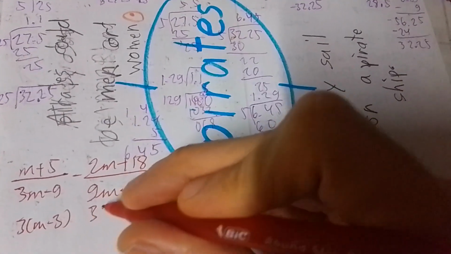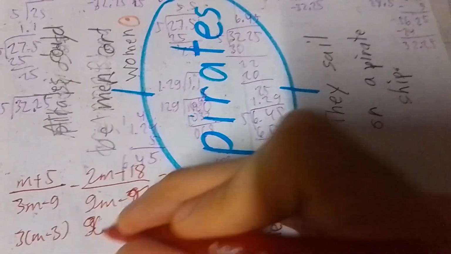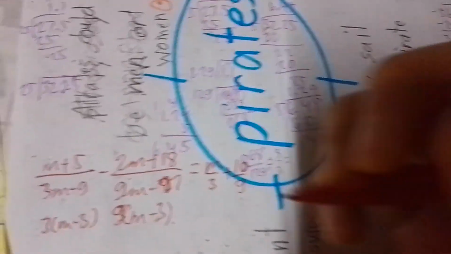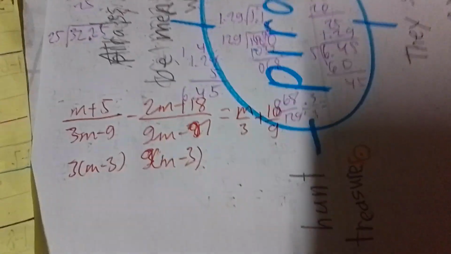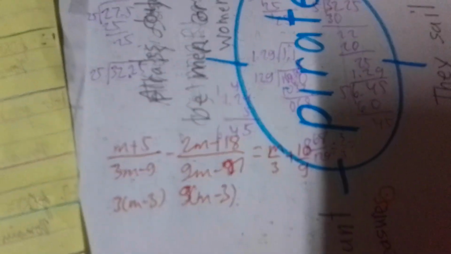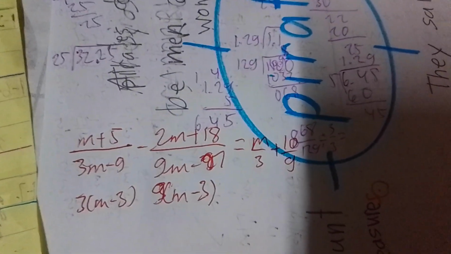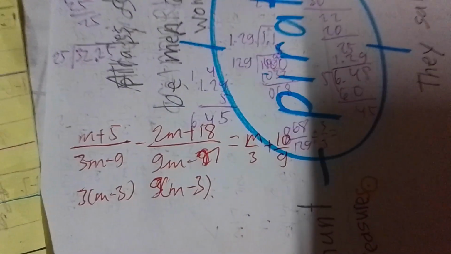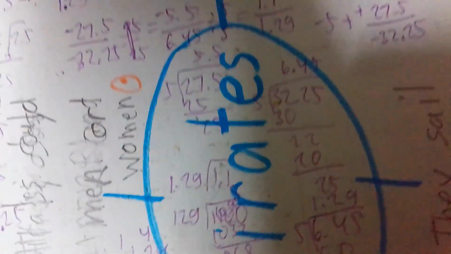This one, we can factor out 9 again here, and then we get m minus 3. So therefore, is 9 times m minus 3 our LCD? Yes, it is the LCD. 9 times m minus 3 is the LCD. Now, we multiply that to all sides of the equation.